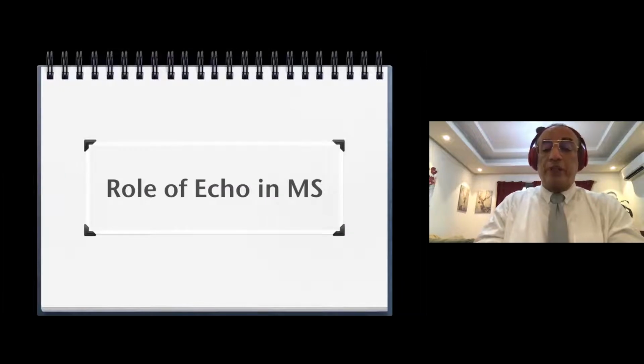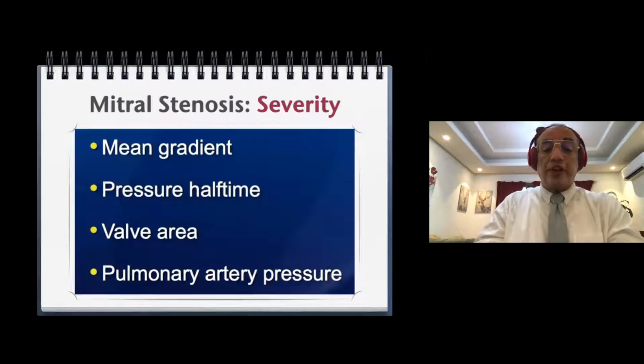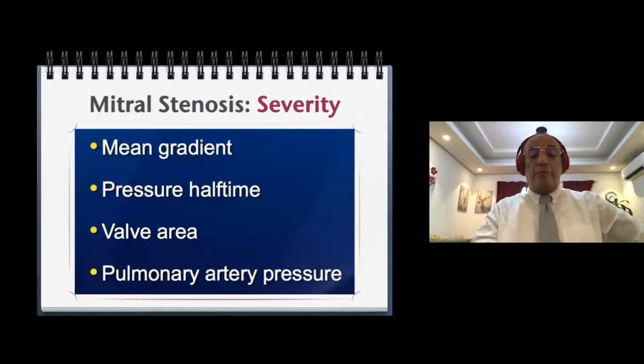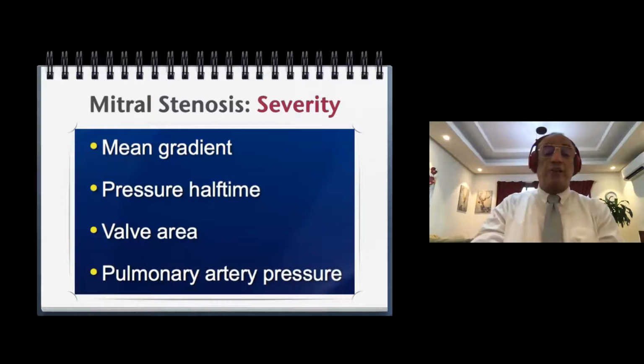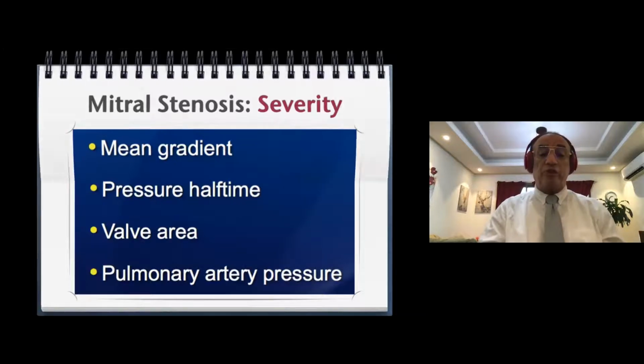Role of echo in rheumatic mitral stenosis. You can measure the mean diastolic gradient across the mitral valve and check the pressure half time, and by 2D you can get a full assessment of the mitral valve area and check the pulmonary artery pressure. And this is an essential component for the diagnosis of mitral stenosis, not only the diagnosis but the assessment of severity, because in mild to moderate we can leave the patient on medical treatment, but in severe mitral stenosis we can proceed to balloon mitral valvuloplasty, or surgical commissurotomy if there is a contraindication to balloon mitral valvuloplasty.